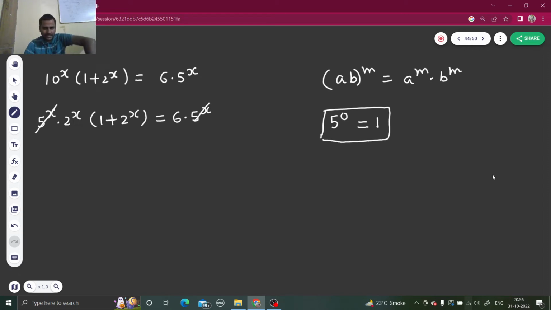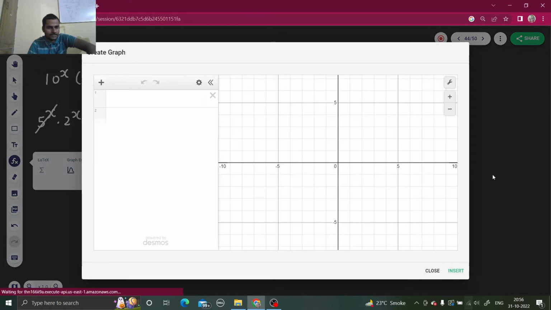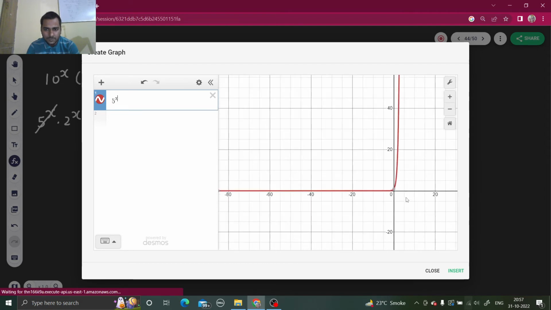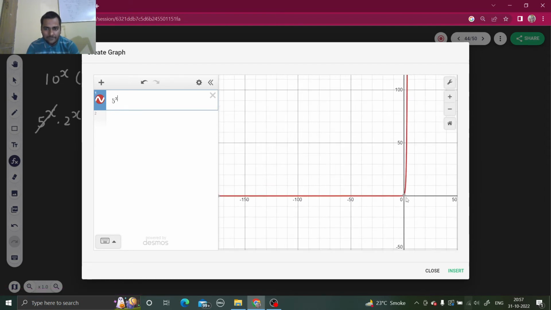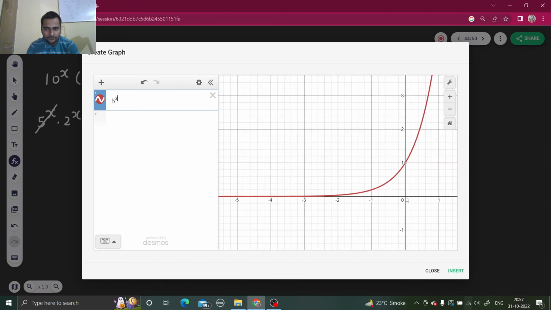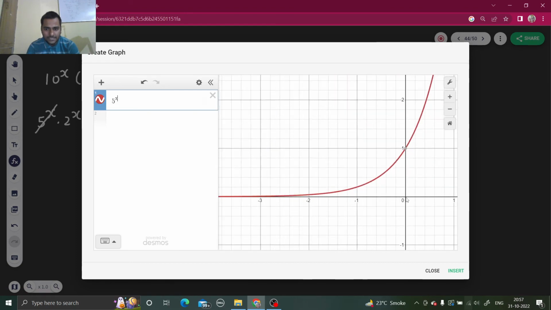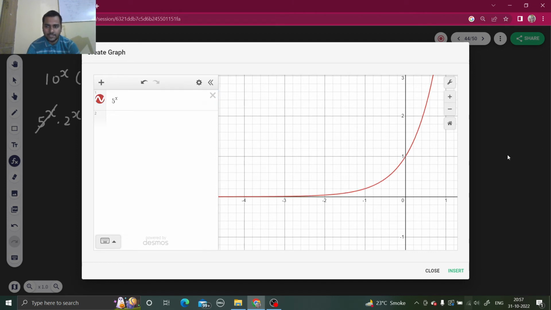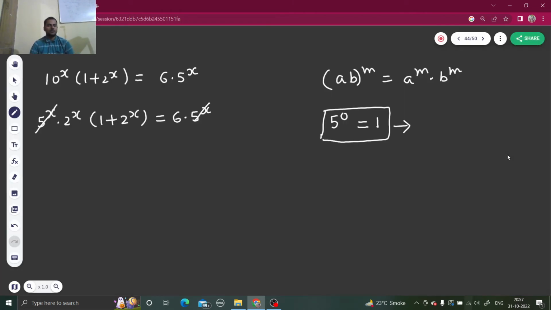So this is non-zero, and positive also. If you want to see that, let's come to that. We have 5 to the power of x, and it looks something like this. As you can see, the y value is positive only, and it is not becoming 0 anywhere. As you zoom in, it is not becoming 0. So this is what I wanted to show you. Okay, so I cancel this.